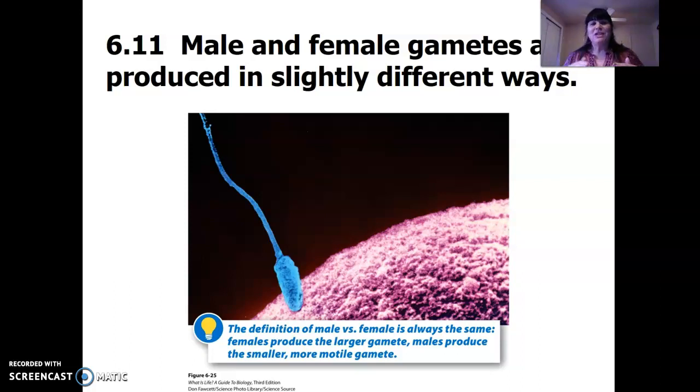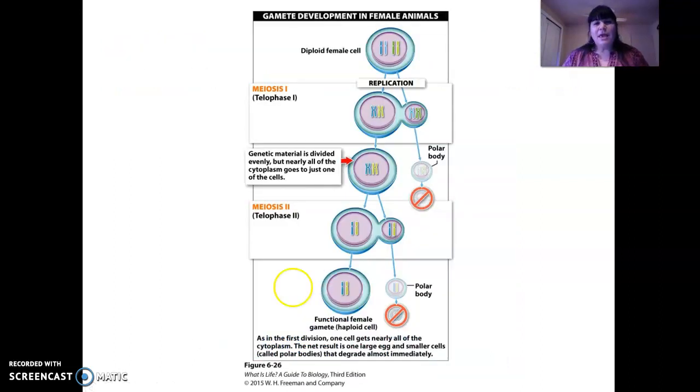And the definition of an egg is the larger gamete. The definition of the sperm is a smaller gamete. So here, the definition of male versus female is always the same. Females produce the larger gametes, males produce a smaller, more motile sperm. Gamete development, in reality, it's a little different. You don't have to worry about that.